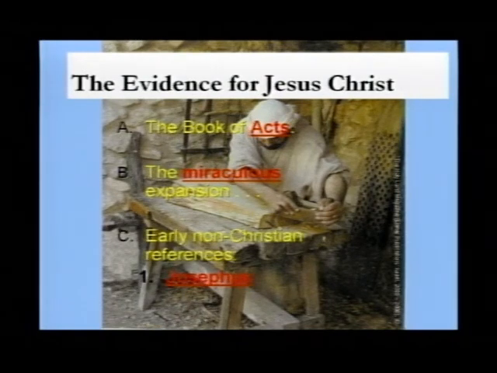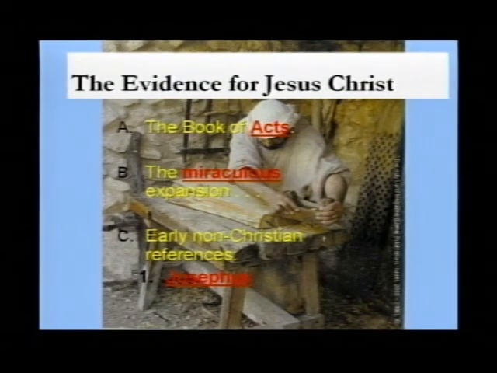We could also look at some of the early non-Christian references. For instance, Josephus. He lived between 37 and 100 AD, and he is considered by many to be one of the most accurate historians of all time, especially of that era. He was a Jewish historian, and he became a Pharisee at 19 years of age. In AD 66, he was the commander of the Jewish forces in Galilee. After his capture, he was attached to the Roman headquarters.